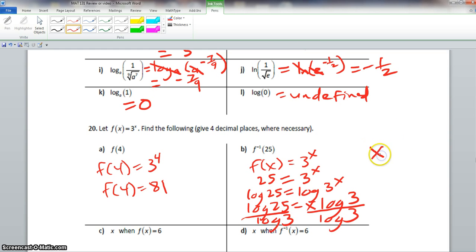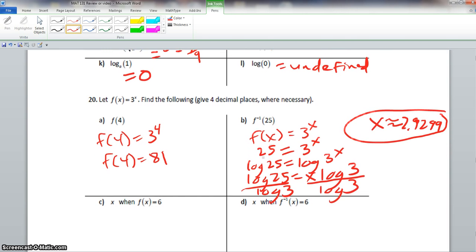And our final answer would be x is approximately log of 25 divided by log of 3. And our approximate answer would be 2.9299. That would be our final answer here.